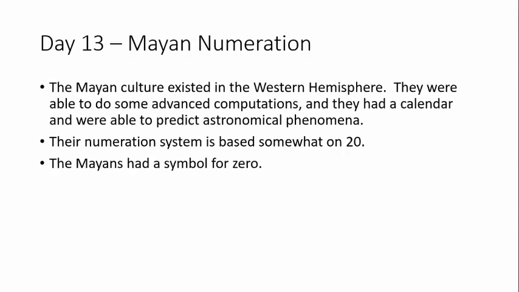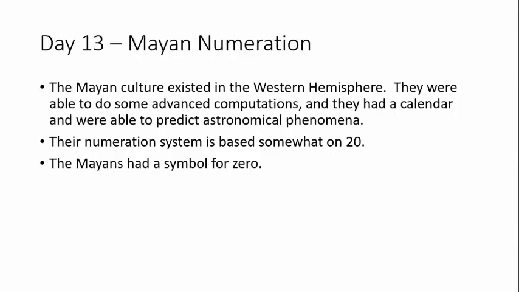Let's move to the Mayan numeration system. Mayan culture existed in the Western Hemisphere. Mayans were typically in Central and South America. They were able to do some advanced computations. They had a calendar, and they were able to predict astronomical phenomena such as eclipses and the equinoxes and events such as that.